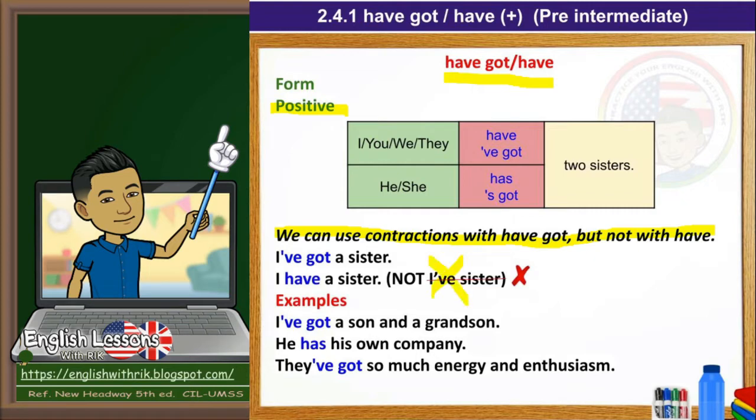Here are some more examples. I've got a son and a grandson. He has his own company. They've got so much energy and enthusiasm.